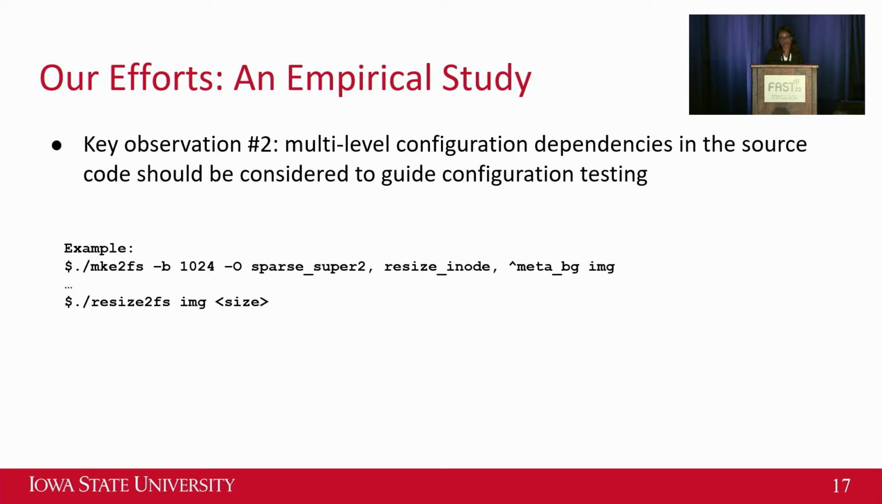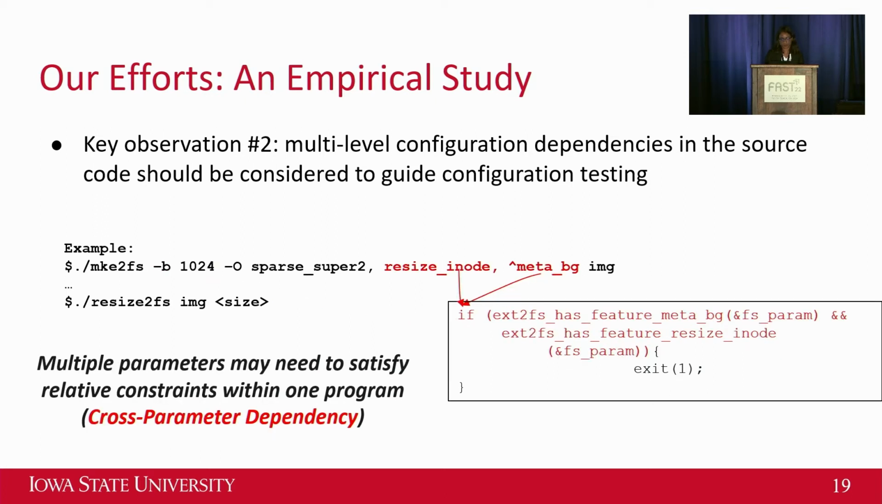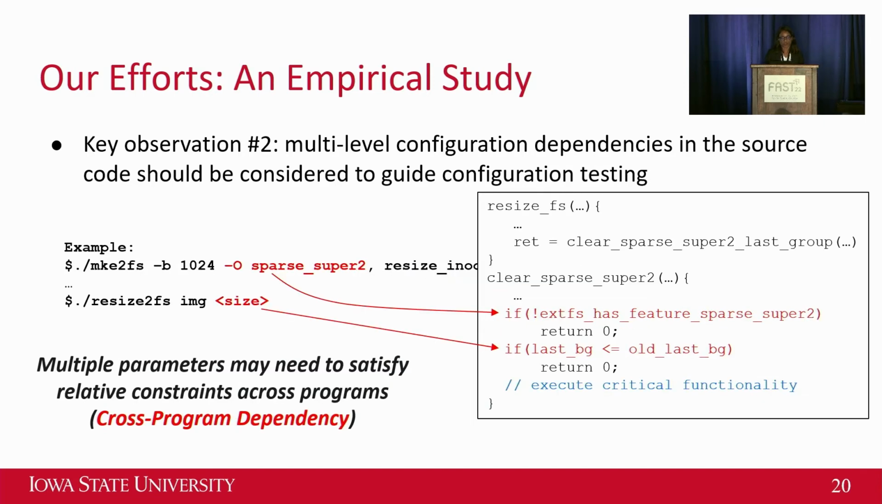Our second observation is that multi-level configuration dependencies should be considered to guide configuration testing. In this example, block size needs to satisfy its own value constraint so that makefs can run properly. We call this self-dependency. Multiple parameters like resize inode and metabg also need to satisfy their relative constraints. We call this cross-parameter dependency. Moreover, to trigger this bug, sparse super2 has to be enabled in makefs, and with resize2fs we need to expand the size of the file system. Therefore, there is a cross-program dependency that needs to be satisfied.